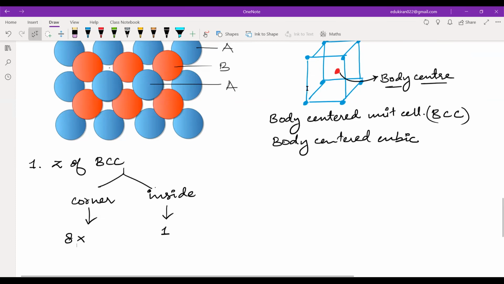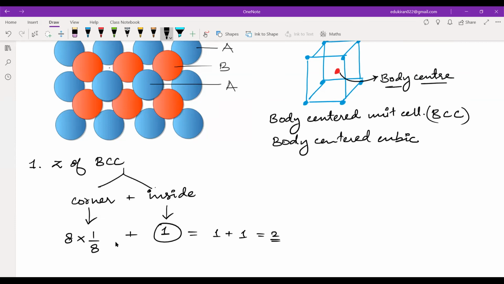What is the contribution of each? 1 by 8. All of you remember this? The corner ones have the contribution 1 by 8. Yes or no? All of you remember, right? So this will be equal to 1 plus 1, which will be equal to 2. I hope no one has an issue why this is 1. There is one atom and its contribution is also 1.